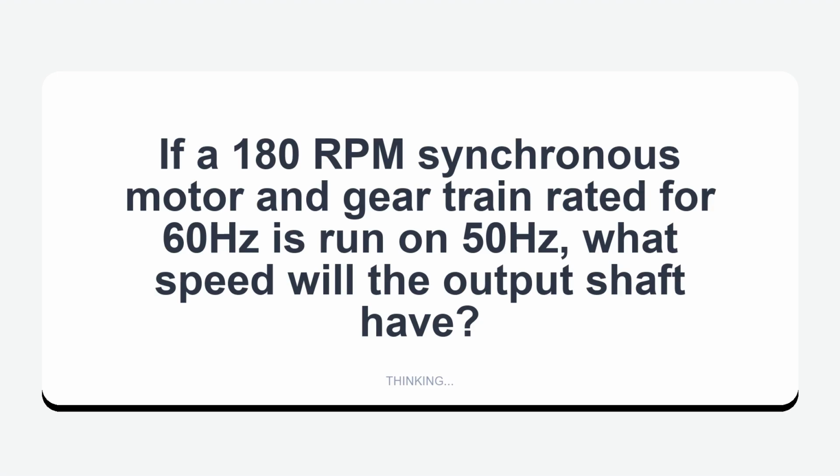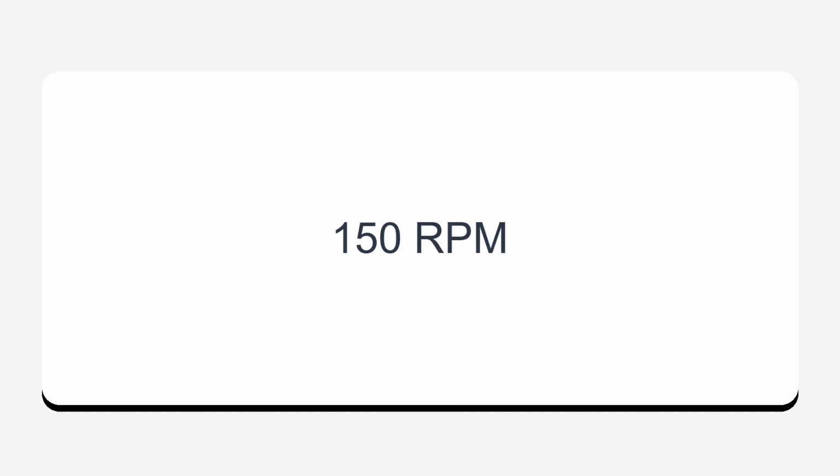If a 180 rpm synchronous motor and gear train rated for 60 Hz is run on 50 Hz, what speed will the output shaft have? 150 rpm.